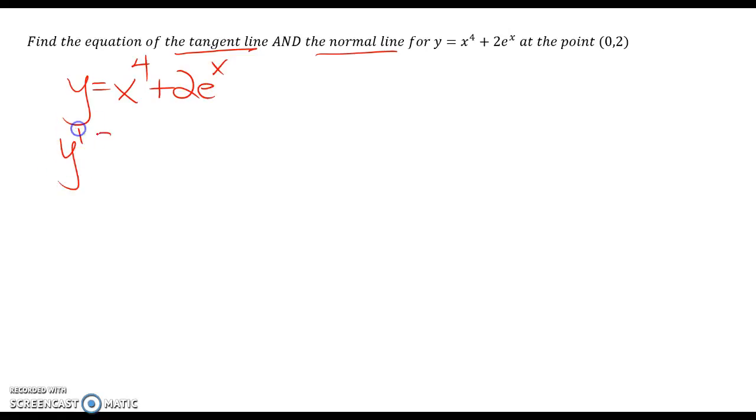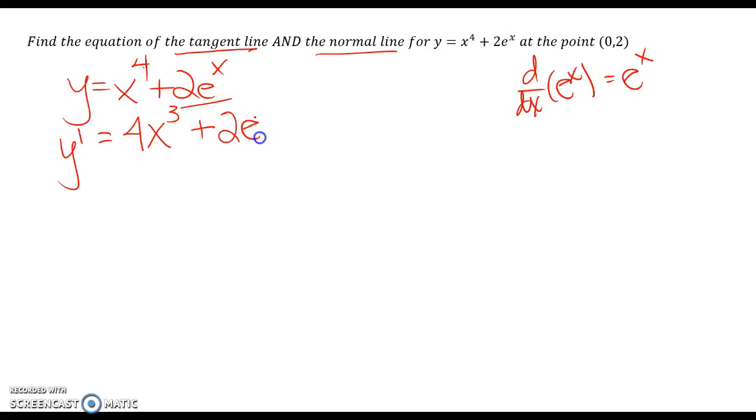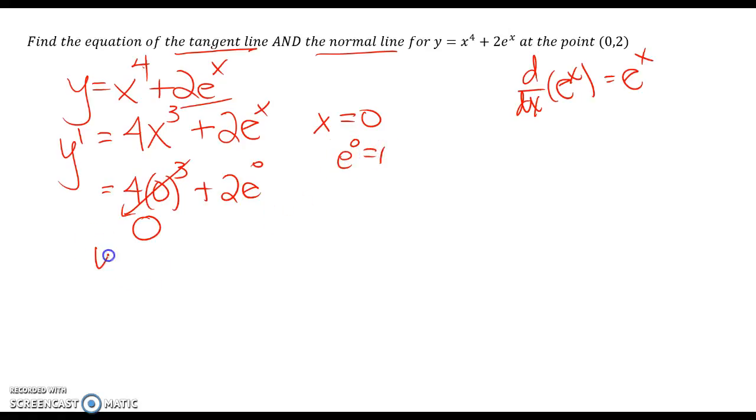So let's do y prime. Well, the first one's the power rule, right? So this is 4x to the 3rd. Remember, the derivative of e to the x is simply e to the x, isn't it? So this stays e to the 2x. Let's evaluate this at x equals 0. So that's 4, 0 to the third, plus 2e to the 0. This term is 0. E to the 0, remember, equals 1. So y prime at x equals 0 is 2. That means that's my slope, right?